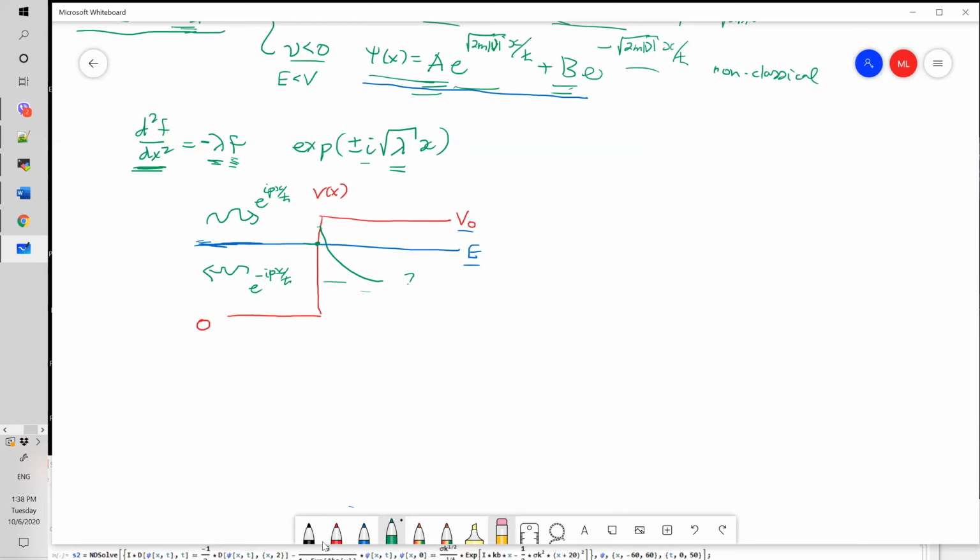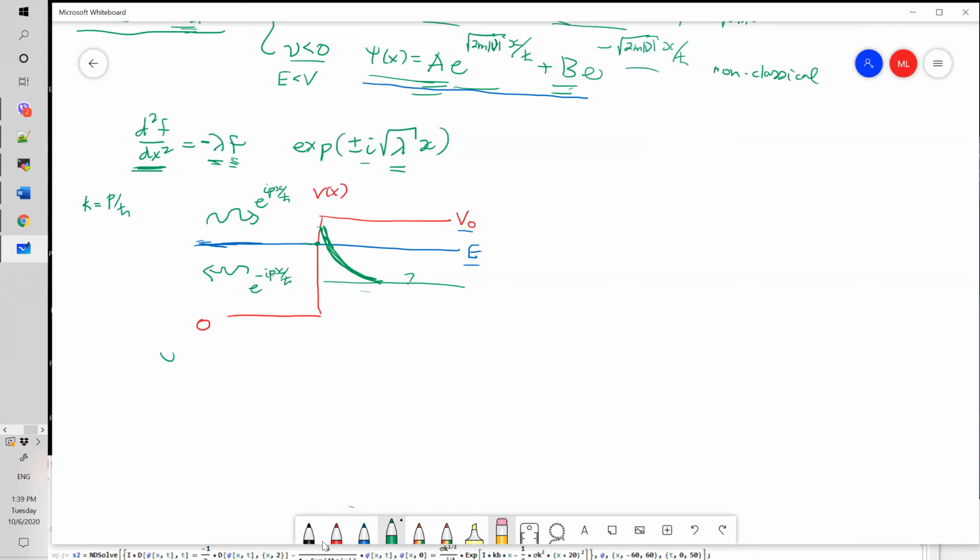And so you should pick the exponentially decaying solution in here. So if we think about these A's and B's, let's think about what the solution is. Remember that I can define k equal to p over h bar. That's sort of more convenient.